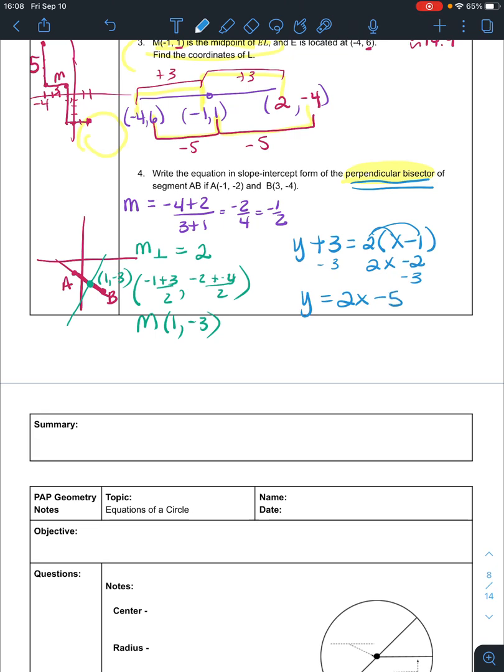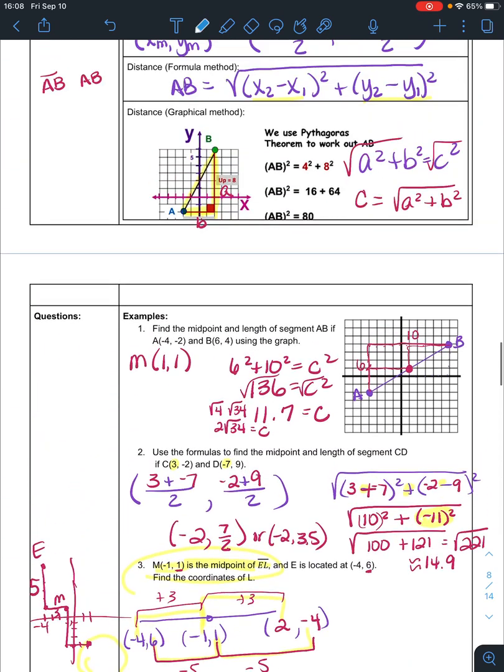So if I were to go over here and graph it, if it was drawn to scale, it isn't, I didn't do it very well, but it would pass through here at -5, and it would go up 2 over 1, and that's where it would cross. And so you could see that those two lines would be perpendicular to each other, and the blue line, the new line, would pass through the midpoint of segment AB.